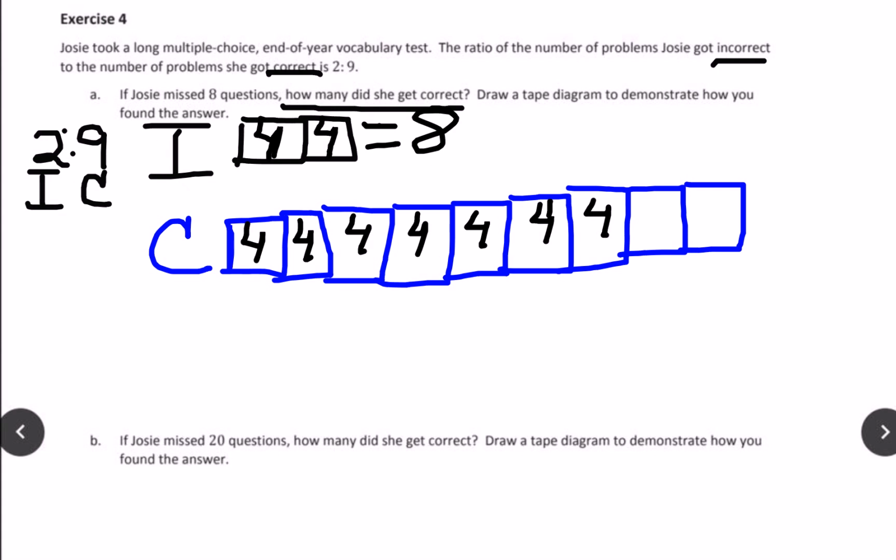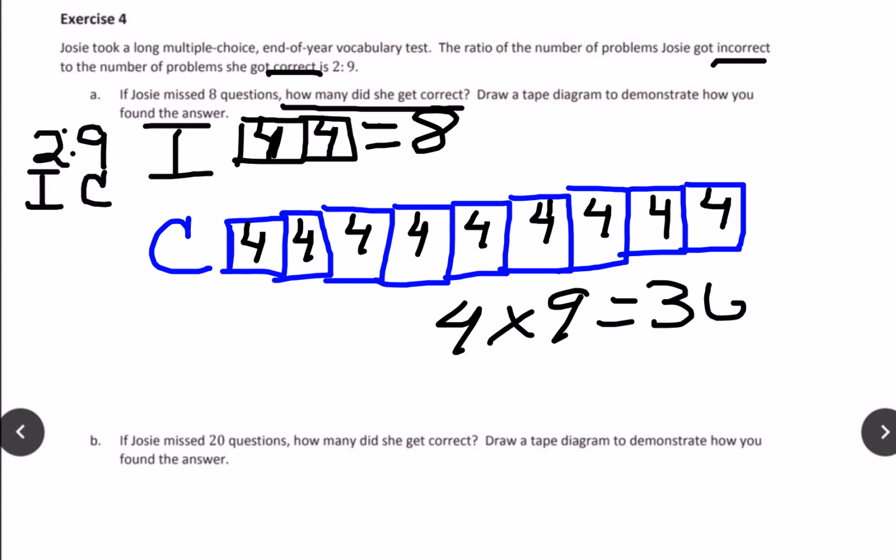So if I've done that, I then do my multiplication part. I could also add all these 4s. Multiplying just seems a lot easier. So 4 times 9 will give me 36. To go back and answer our question, how many did she get correct? Josie got 36 correct. Josie got 36 questions correct.